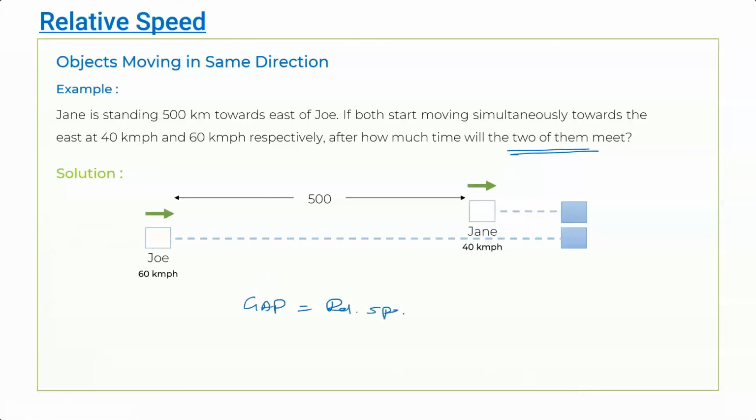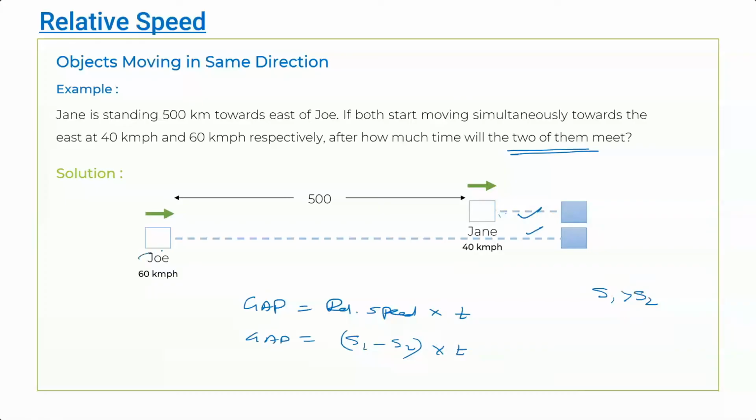The only difference in the formula is that when they move in the same direction, the relative speed becomes S1 minus S2, where obviously S1 is greater than S2. And gap is the net gap that I need to cover. Now notice Jane and Joe, they are both covering this distance. So this is not the net distance that they're covering.